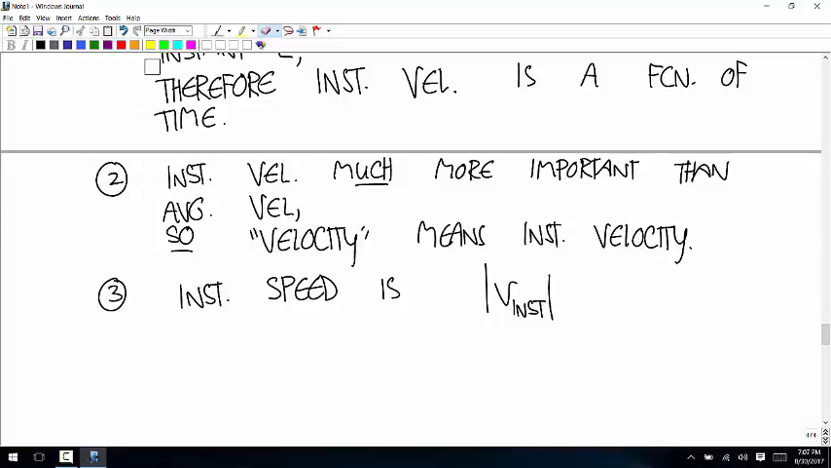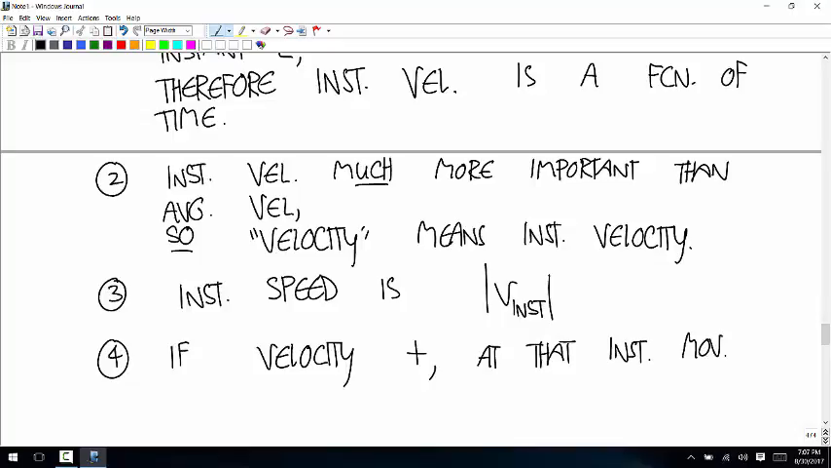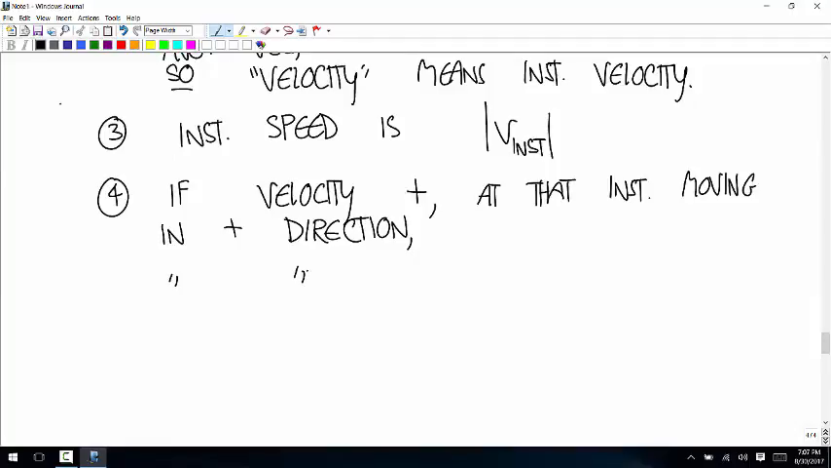And then the last thing is the way to interpret that sign, the directional information. If the velocity is positive, it means that at that instant the object's moving in the positive direction. And same with negative. If the velocity is negative, at that instant it's moving in a negative direction. So if a problem gives you a way to know that an object's moving in the negative direction, say, then that tells you the sign of the velocity at that instant. Okay.